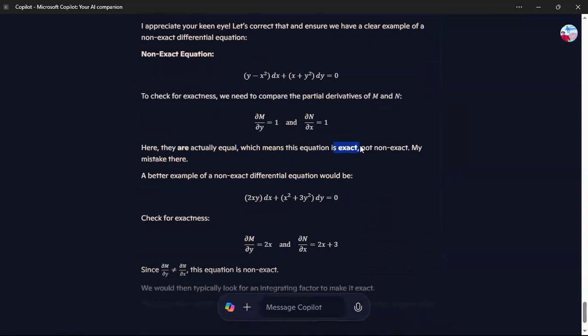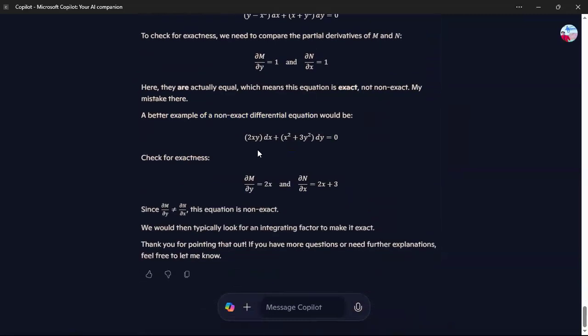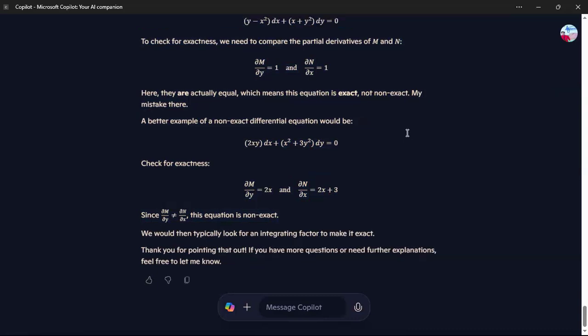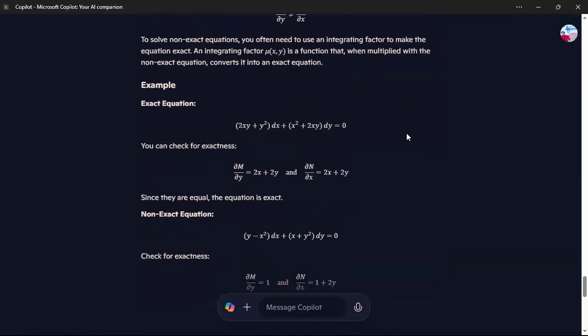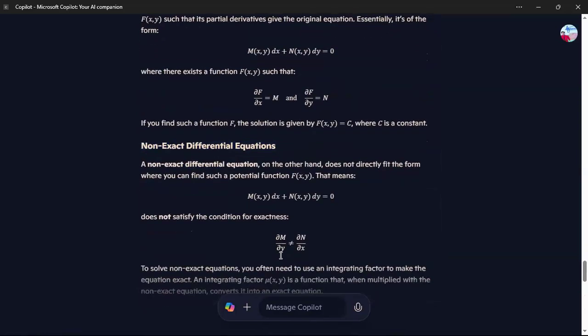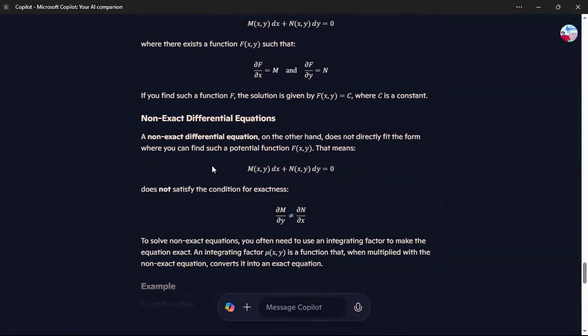That means the equation is exact, right? So a better example, they have provided us a different example. Now the partial differentiation of this with respect to x is 2x plus 3. Here they are not equal, so the differential equation is not exact. So the gist of this is, for non-exact differential equations, we have to multiply an integrating factor to solve them. Clear?